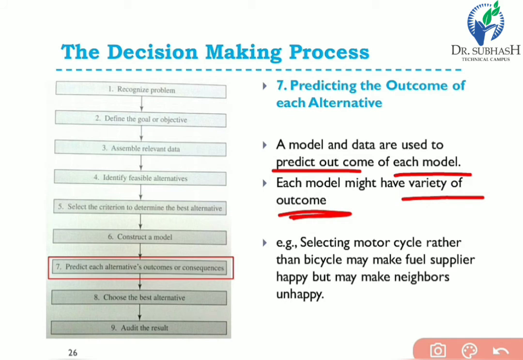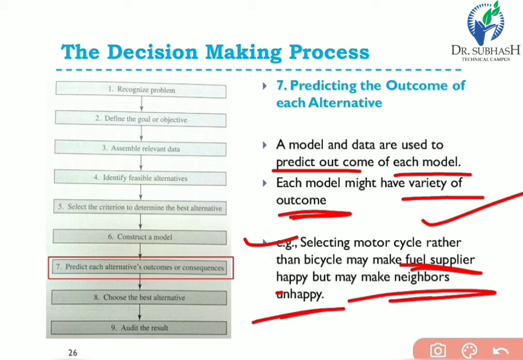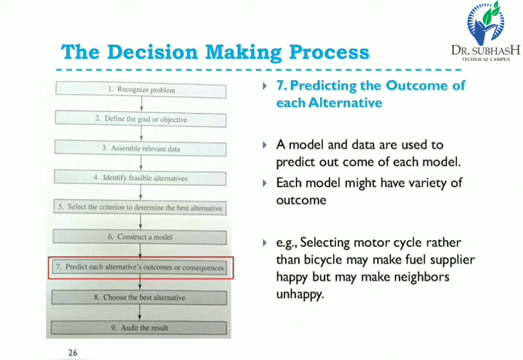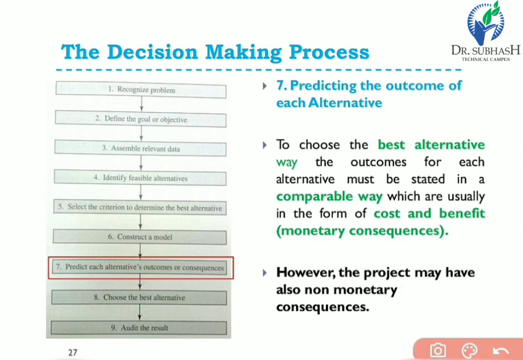So here we show an example. Selecting a motorcycle rather than selecting a bicycle may make a fuel supplier happy, but maybe makes the neighbor unhappy. It means it has some benefits and some disadvantages. So we show all the possible outcomes of that solution.